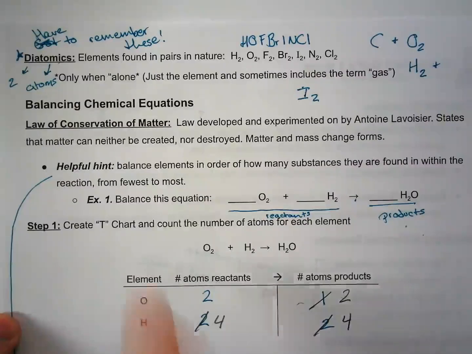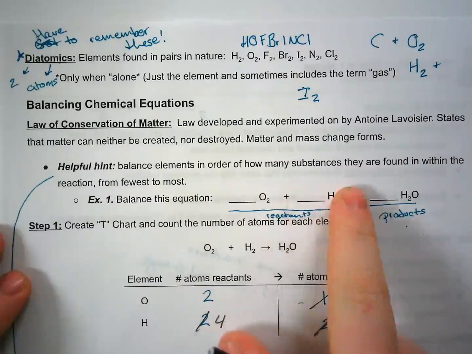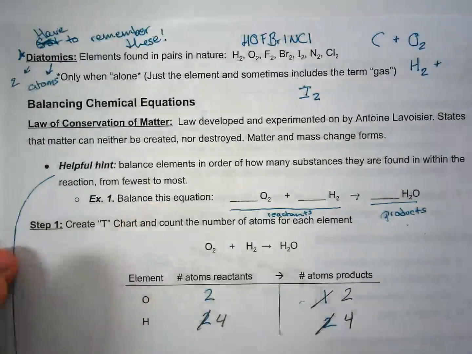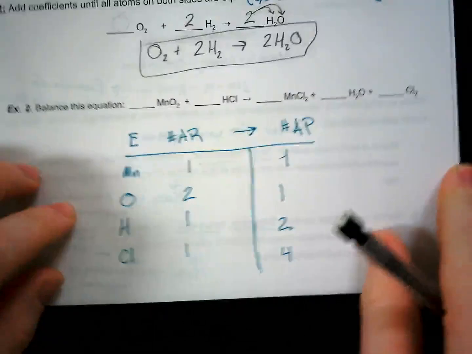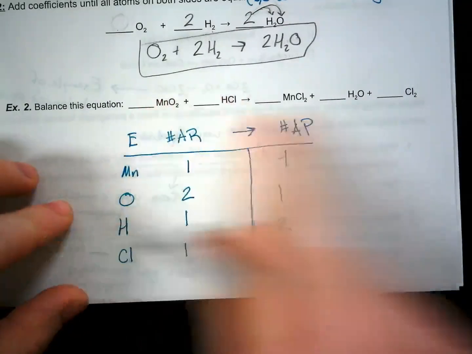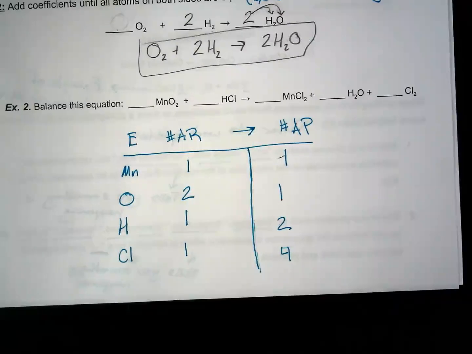Okay, so that helpful hint that I'm going to take a look at real quick. Helpful hint: balance elements in order of how many substances they are found in within the reaction, from fewest to most. So that's to say, you look across both the reactant side and the product side, and you ask, do I have an element that is found in multiple other compounds? Is it split up multiple times? Where do I find these guys?